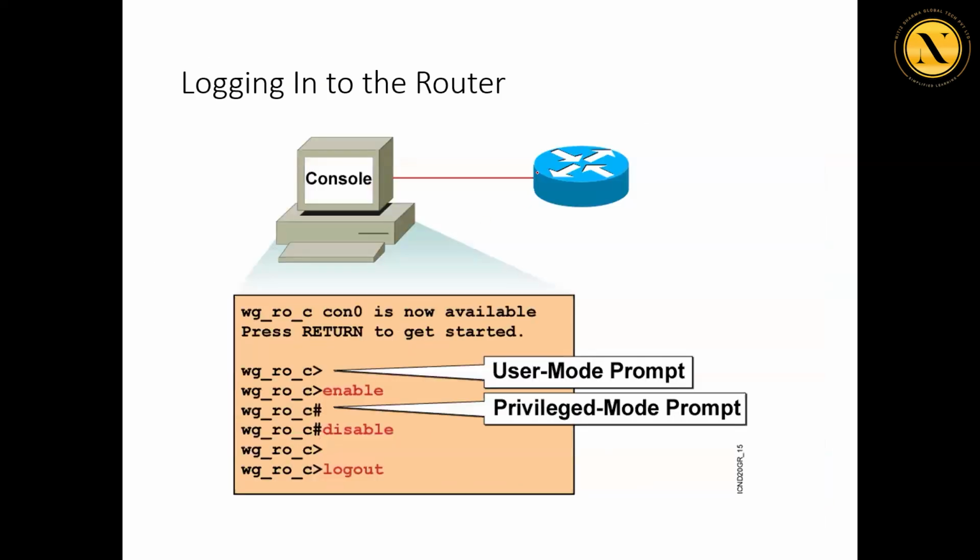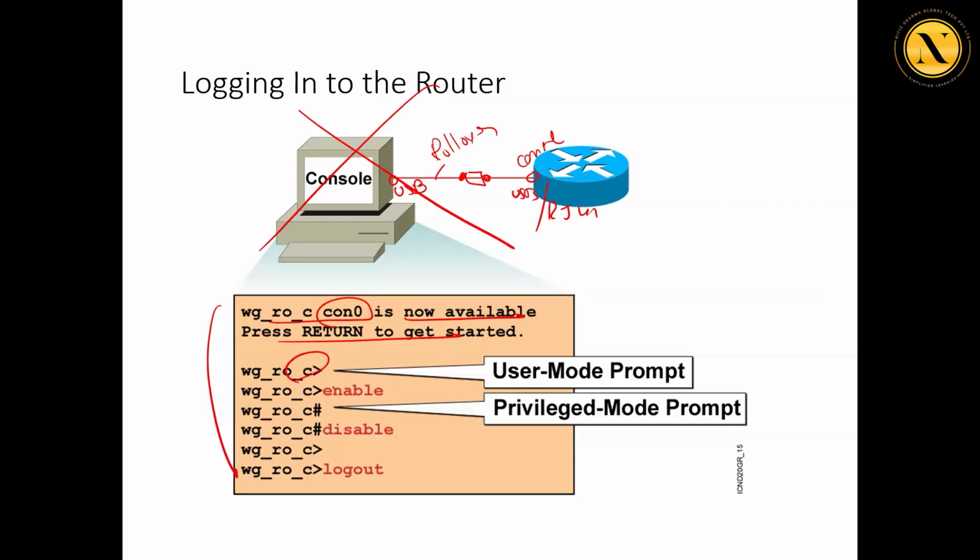Okay. This is our console port. This is our rollover cable, and this is your laptop. Maybe a USB here today, and maybe a USB here today, or maybe an RJ45 here. So you'll have some kind of converter in between, one side RJ45, one side USB. But that's all not part of your course. That's practical. We know this now. Workgroup router console is now available. Press return for user mode, enable for privilege mode, and so on.